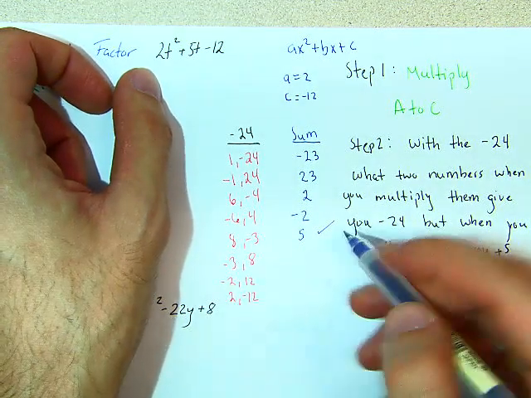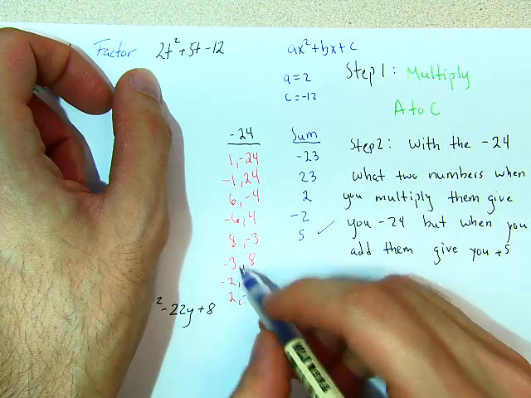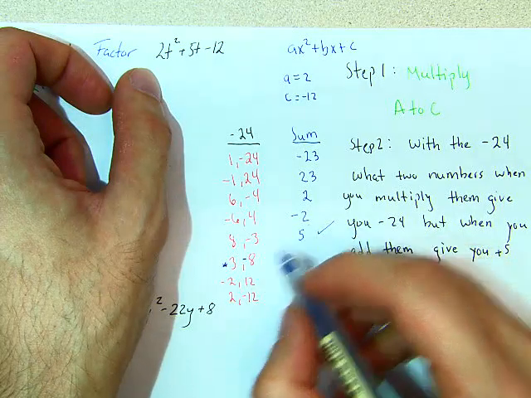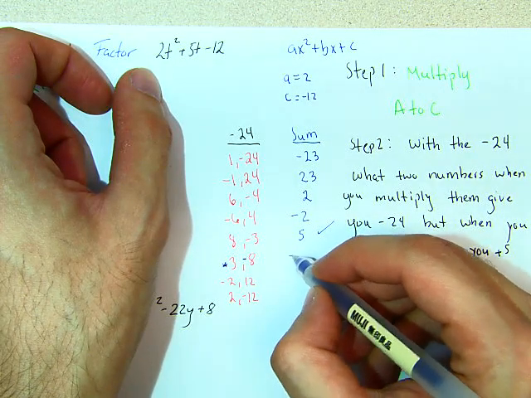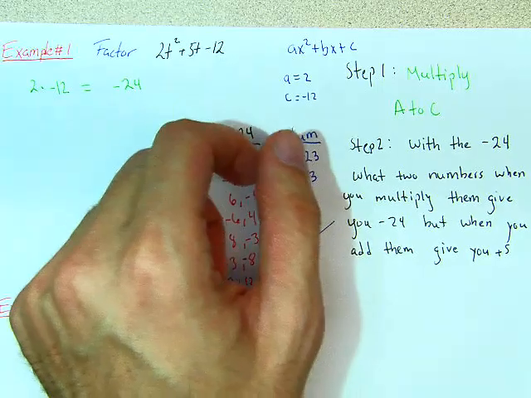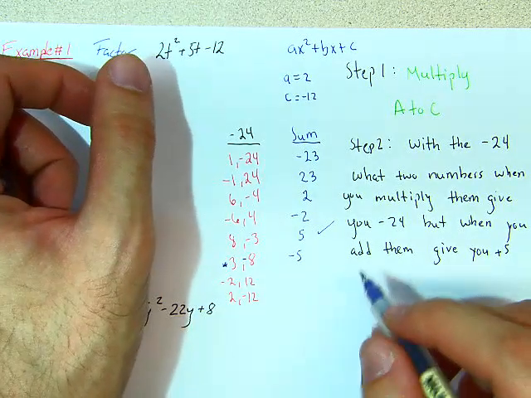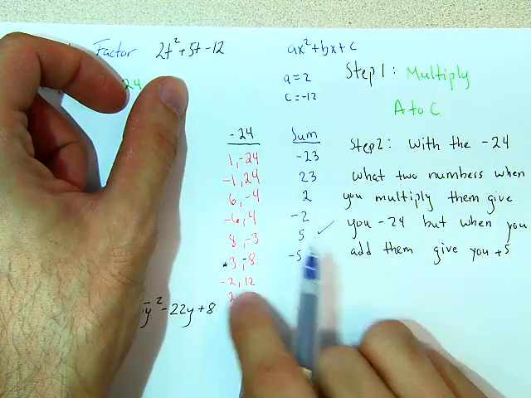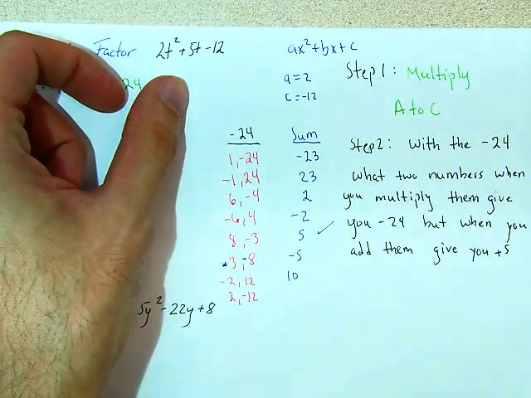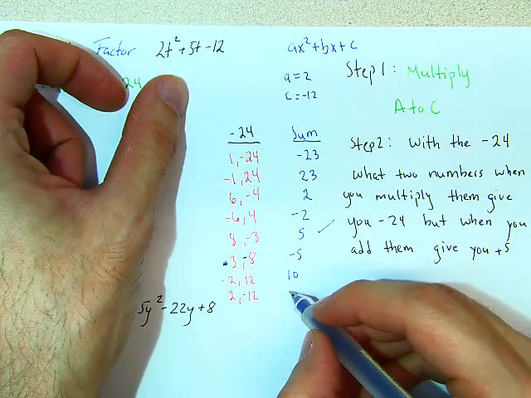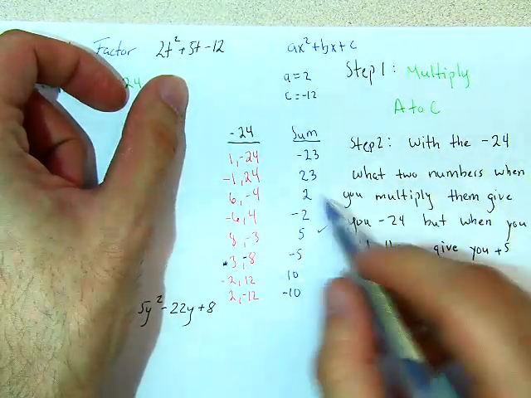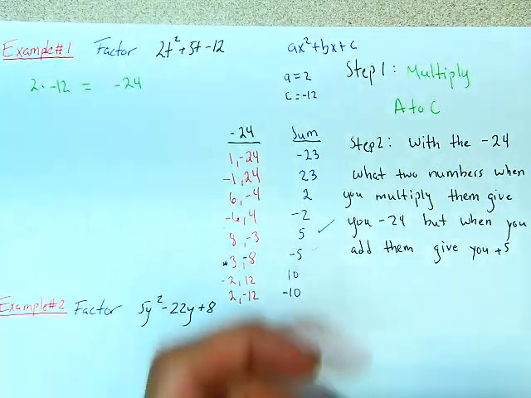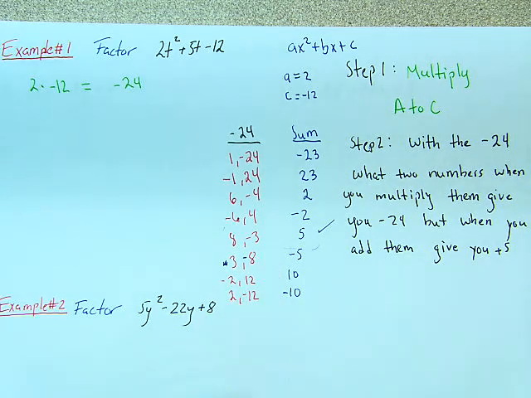But let's check the others, all right? Negative 3, oh no, that'll be the same. So it should be negative 8 over here. So 3 plus negative 8 is negative 5. So negative 2 plus 12, that's 10. And 2 plus negative 12 is negative 10. So the only combination that works is this 8 and negative 3. So what are we going to do with that 8 and negative 3?